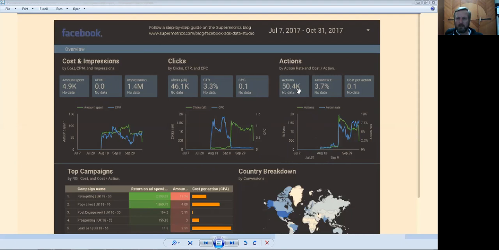Actions was 50,400. Action rate was 3.7. Cost per action. It's again, cost per action, cost per click. I'm not sure what this is trying to convey. I'm trying to think what this can potentially relate to. It's a little bit challenging to see. It might be sales action, but then it would actually be advisable to put that into sales or something like that.